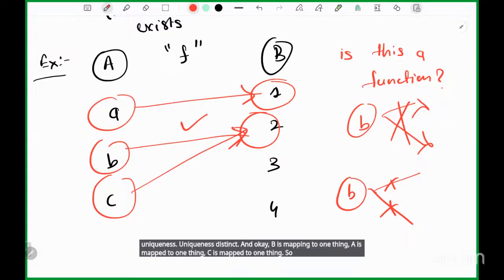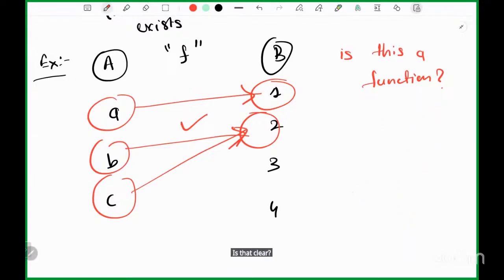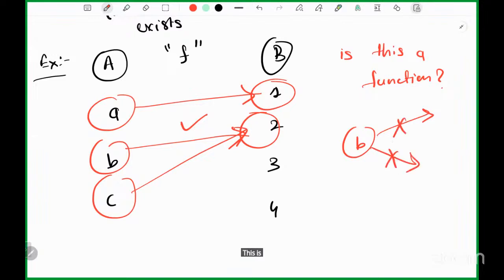So that means, yes, this is a function. Is that clear? So unique refers that B cannot be mapped to two different outputs. This is not the meaning. This is violating the word uniqueness.